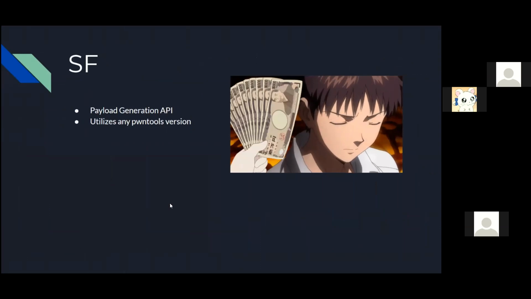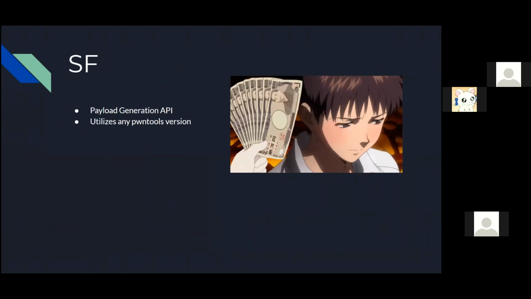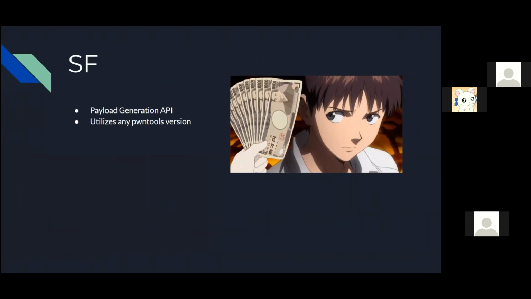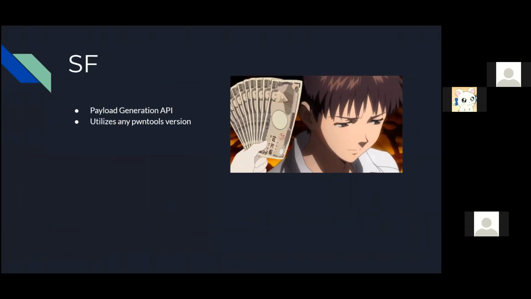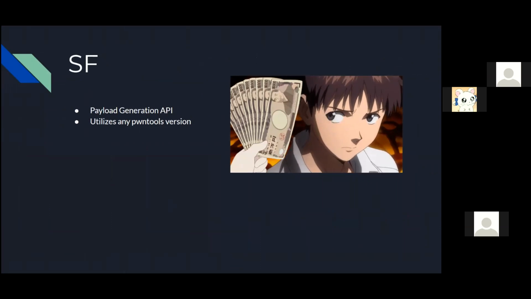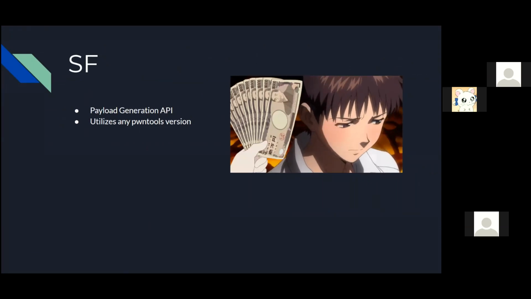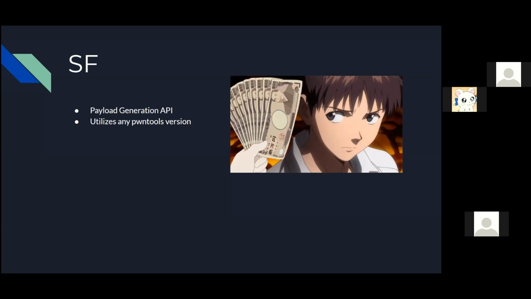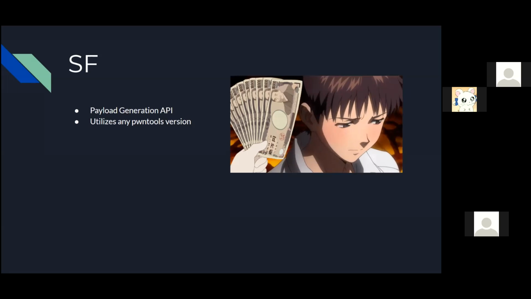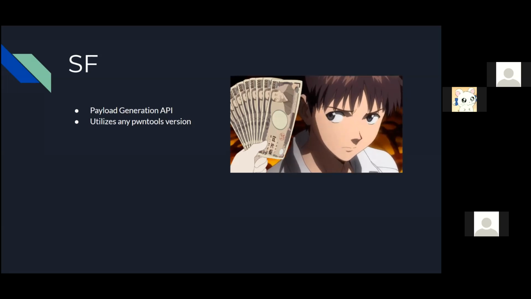SF is effectively a payload generation API, sort of like my own version of pwntools. It makes automatic exploit generation, actually writing the exploits, a lot easier since you can offload a lot of functionality, especially for calculating format strings. You can do that at runtime and some other things.